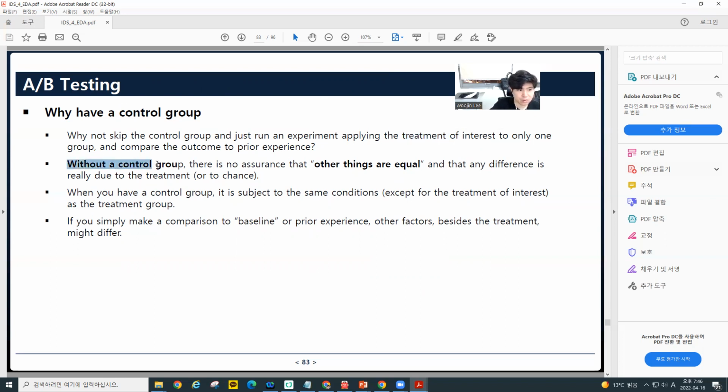For example, if we don't have a control group, we have no assurance that all other things are equal. To make a control group, what is most important is that we make all other things equal and only one condition different, so that we can check the effectiveness of that condition, for example, the treatment of interest. The control group is also called a baseline. So we have to compare this control group with the other.